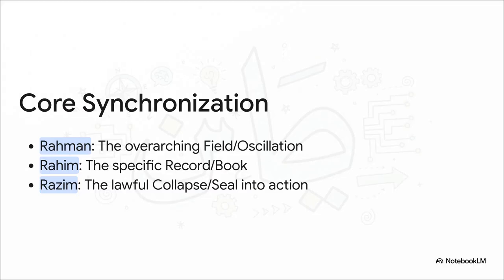So before you even get to the first verse, these operators are doing something absolutely critical. They're synchronizing three fundamental forces. You've got Rahman, which is like the big overarching field of potential, then Rahim, which is the specific record, the book itself, and finally Razim, which is the force that collapses that potential into a real concrete action. It's basically a system check before the program runs.